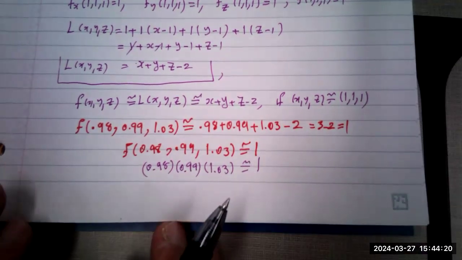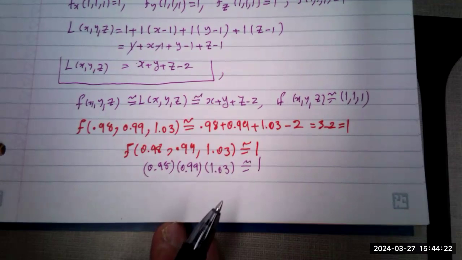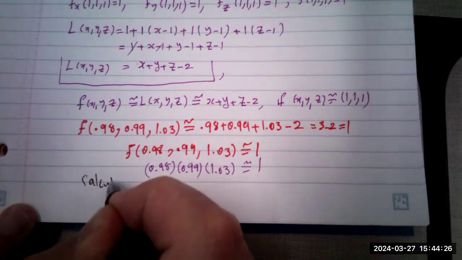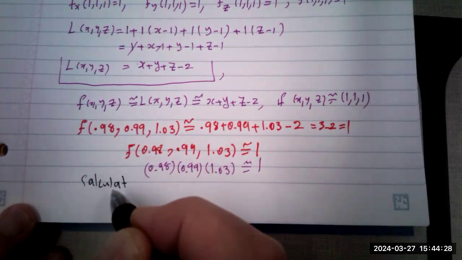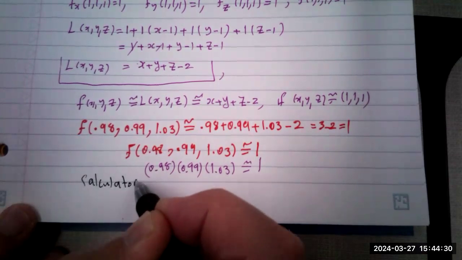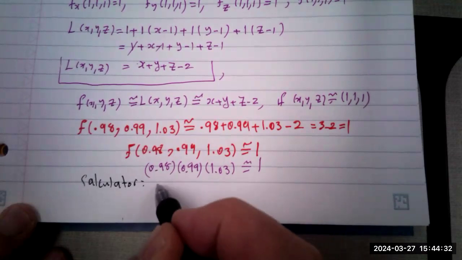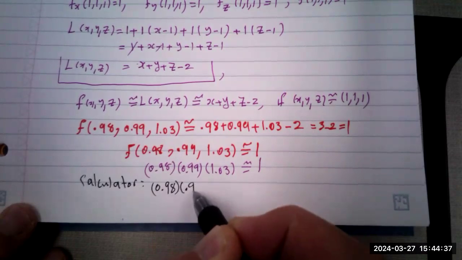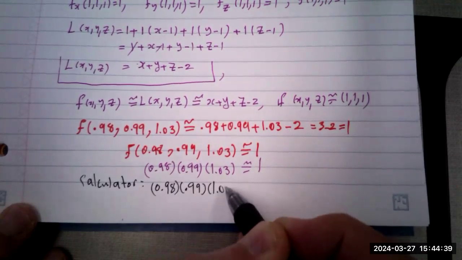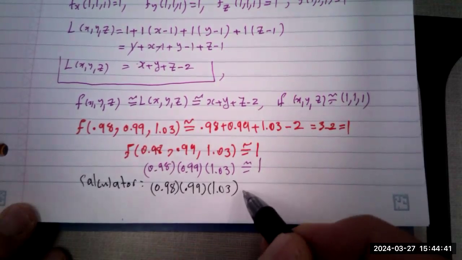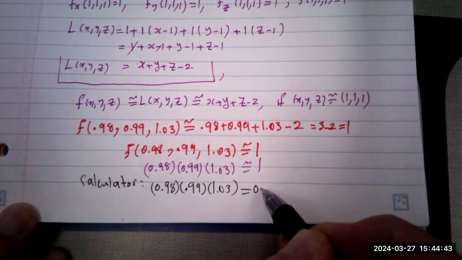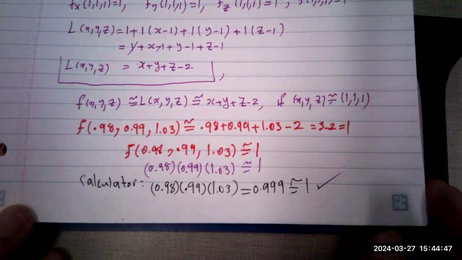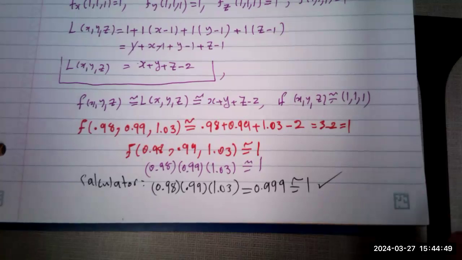You check it with your calculator, you have to give us the calculator result. So what's going to be the calculator result? 0.98 times 0.99 times 1.03. Use your calculator, that gives you 0.999, which is almost 1. So good job. You did it.